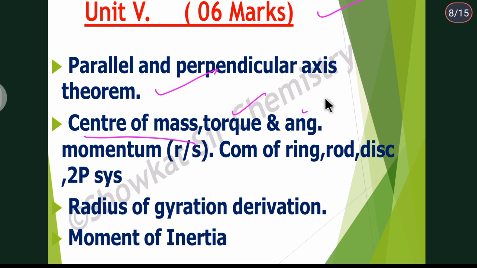Torque and angular momentum, the relationship between the three, that is the center of mass, the torque and the angular momentum, right? Center of mass you should be able to calculate it for a ring, for a rod, for a disc, and for a 2 particle system, right? Then the next very important topic is radius of gyration, its derivation, right?